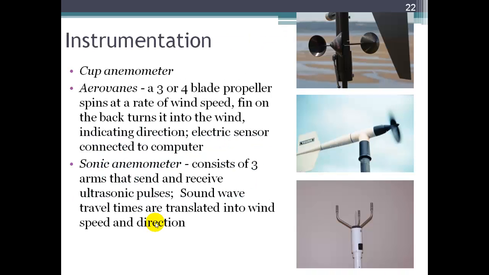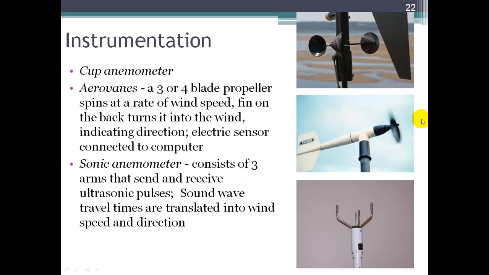Wind speed is measured by various instruments. A cup anemometer is the picture you see up here, which has these little cups that just blow. This thing just spins based on the wind speed. And then there's a sensor in there that measures how quickly it's rotating, and it sends that to a computer as a measure of the wind speed. Aerovanes are guys that look like this.